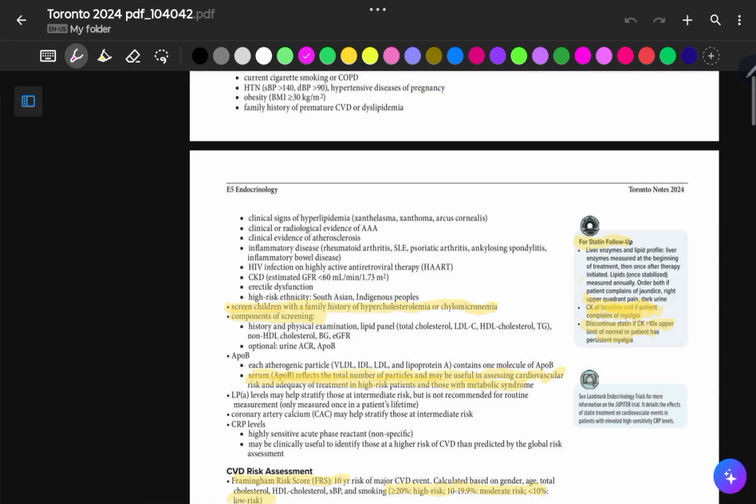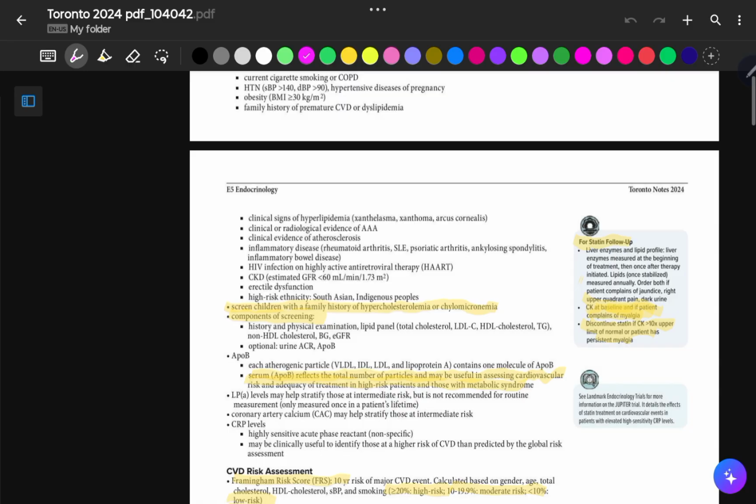All right. So your ApoB. ApoB reflects the total number of particles and may be useful in assessing cardiovascular risk and adequacy of treatment in a high risk patient and those with metabolic syndrome. So you might want to do that. You might also want to include your coronary artery calcium, but the main one is basically the screening component, which is your physical exam, history, and lipid panel.